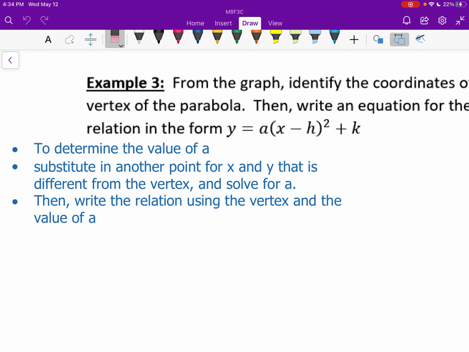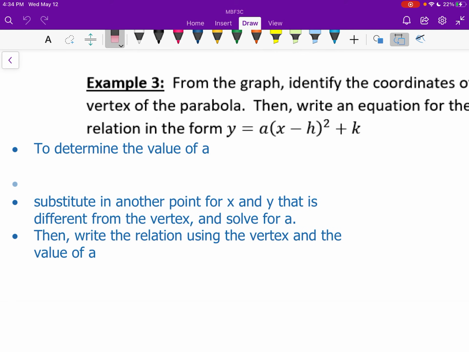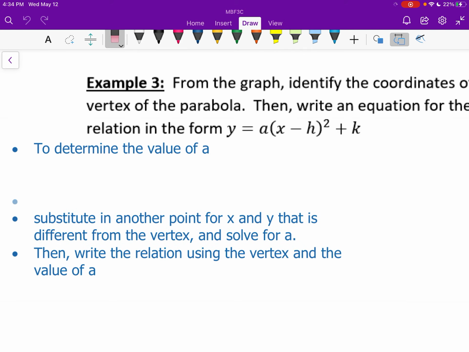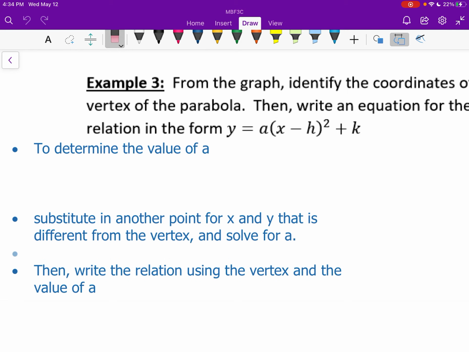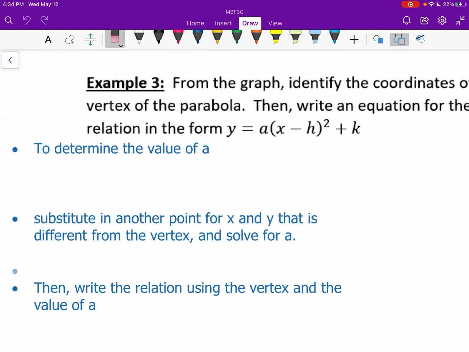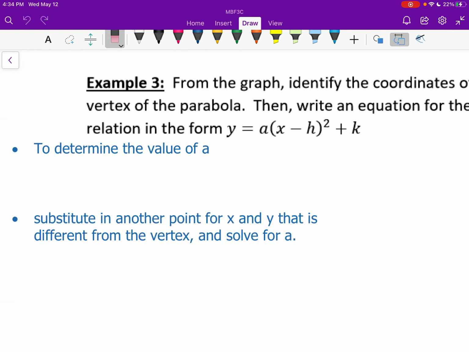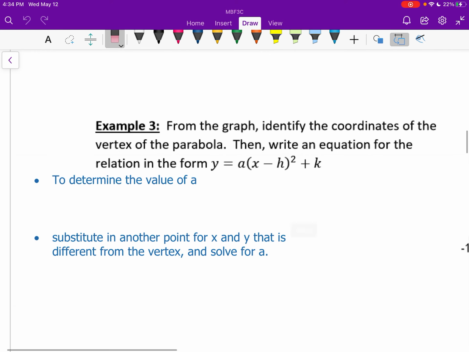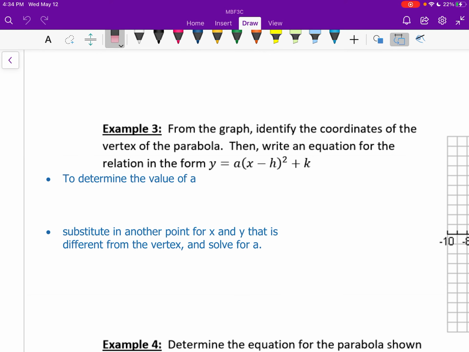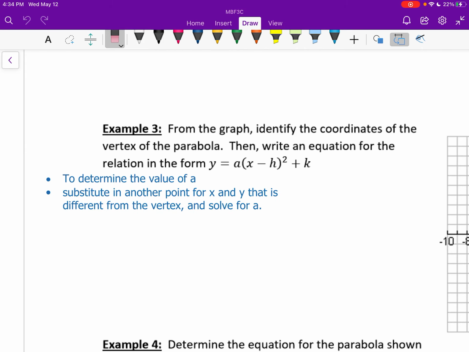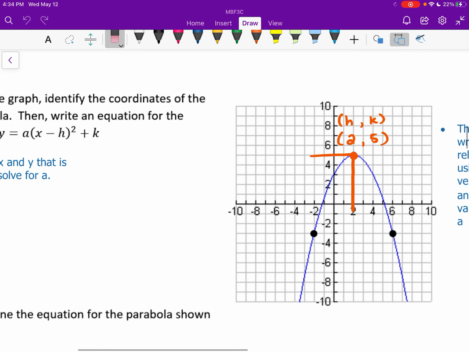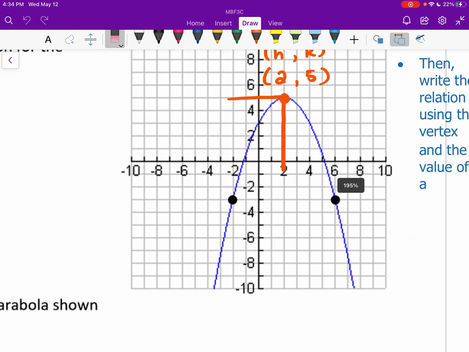Right? So let's do this step by step. I'll go through them with you and I'll give us a little space to go through it. And then I'm going to just carry this over here so that we have enough space to solve because it is a little cramped here. Okay, so let's go in and determine the value of a. The first thing we need to do is substitute another point for x and y. So let's find another point on this graph.